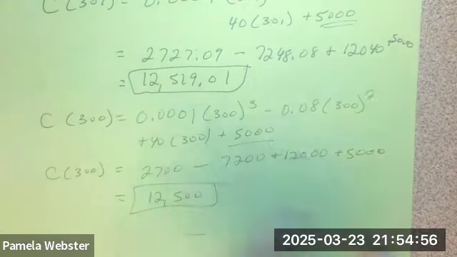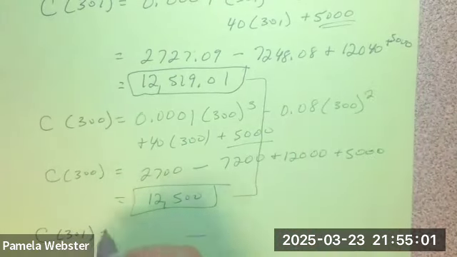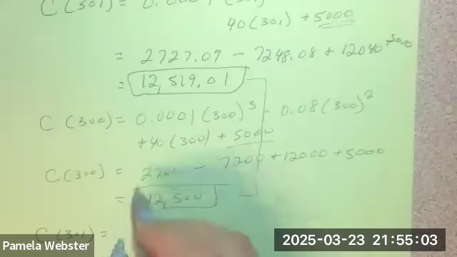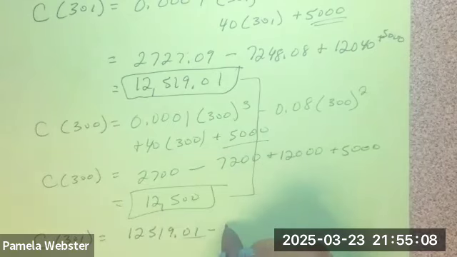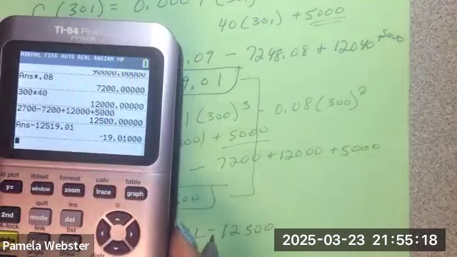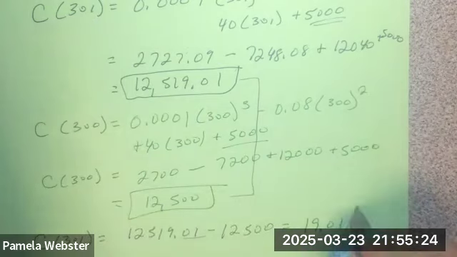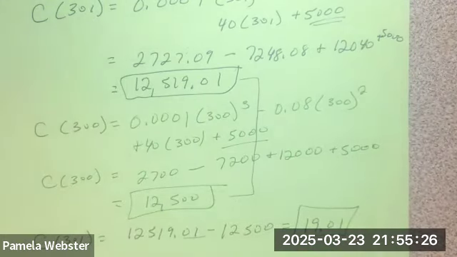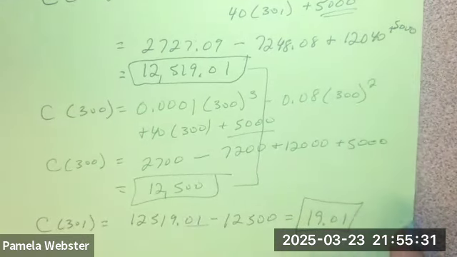Well, this kind of makes sense because now the difference between them, remember, the cost of the 301st item is the cost of the 301 of them, 12,519.01, minus the cost of the 300 of them, 12,500. And the difference there is $19.01, right? Yeah. It's negative because I did mine backwards, but that's okay. I know it's actually positive because I just entered them in the calculator backwards. If you want to enter it correctly the right way, go ahead.